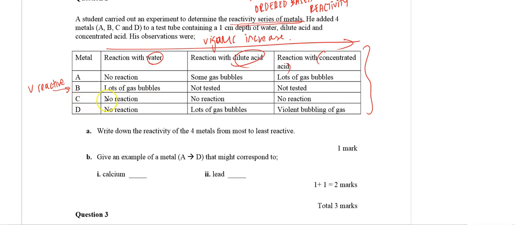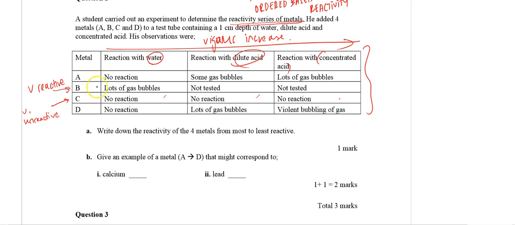I like to do this, when I'm reading tables, I just add notes to things. Metal C shows no reaction with water, dilute acid, or concentrated acid. So it looks really unreactive. So I'm going to go very unreactive. Metal D gives no reaction with water, but then gives lots of gas bubbles with dilute acid. Interesting. And then violent bubbling of gas with concentrated acid.